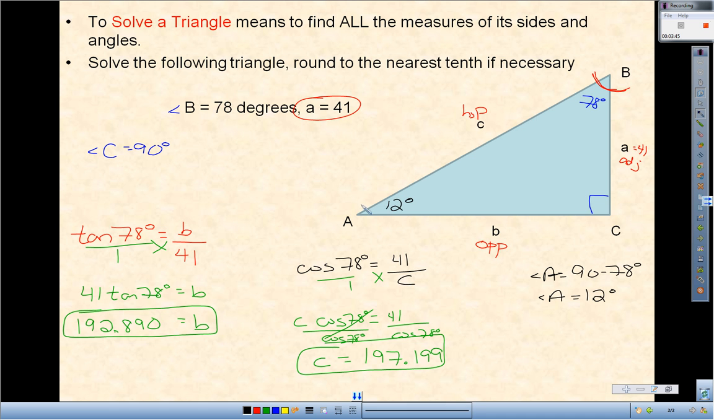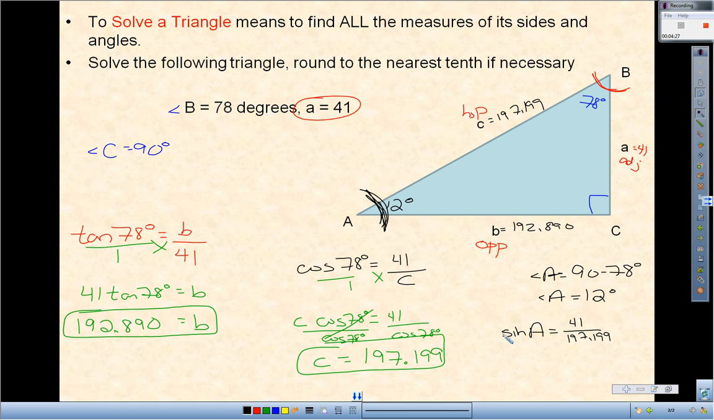So, for example, let's say that I wanted to find out what angle A was. I know that side A is 41, and we found out that side B was 192.890, and that side C was 197.199. So I could use any trig ratio I want. I'm just going to use the sine trig ratio. So let's just set this up. I'd have sine of angle A is equal to opposite, which would be 41, over hypotenuse, which would be 197.199.